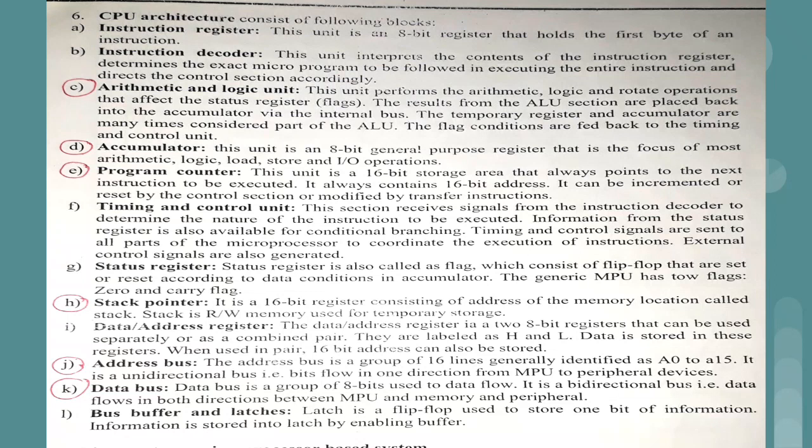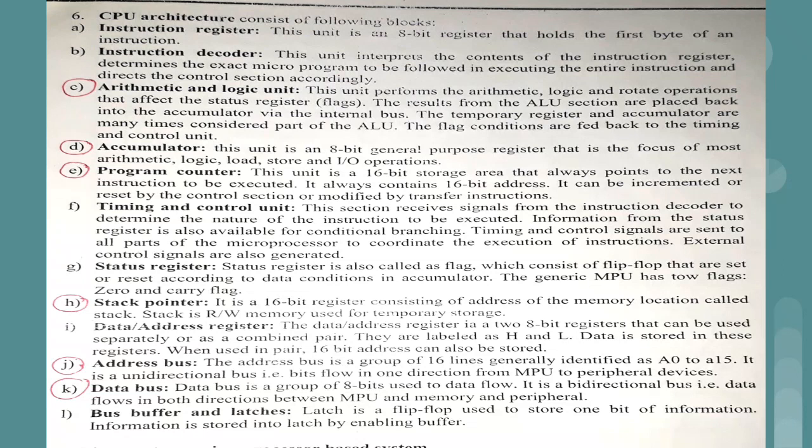Information from the status register is also available for the conditional branching. Timing and control signals are sent to all parts of the microprocessor to coordinate the execution of instructions. External control signals are also generated. There are many functions which are performed by the timing and control section.